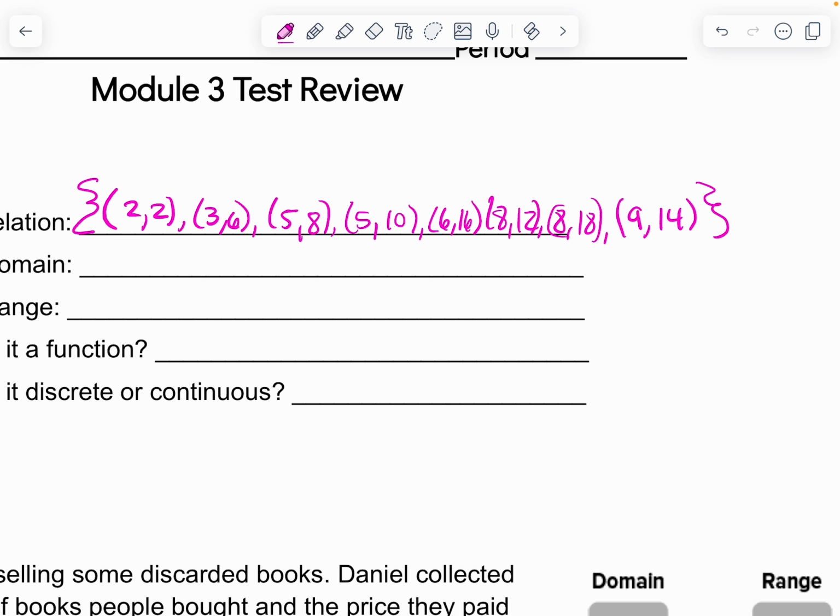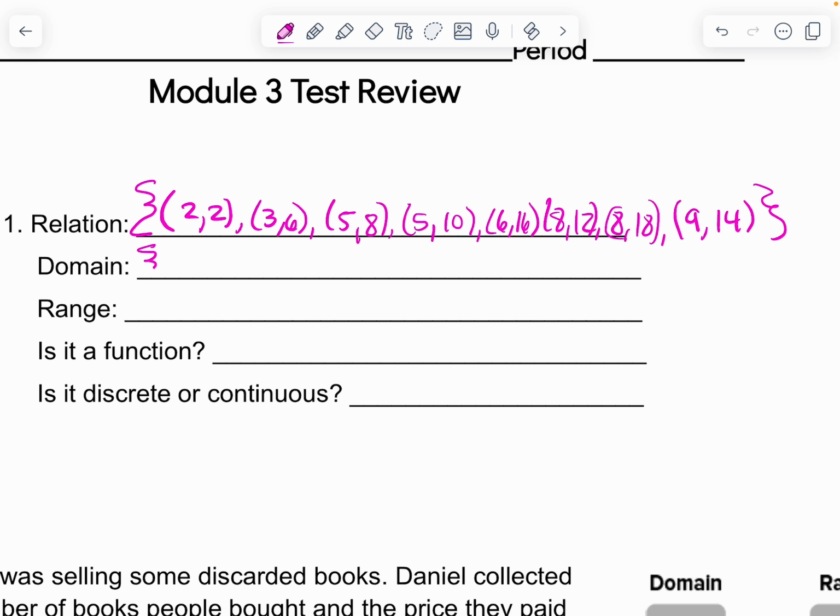Okay. Now from that, we need to come up with the domain. So the domain are all the x values: 2, 3, 5, 6, 8, and 9. And I put them in numerical order. And then for the range I have 2, 6, 8, 10, 12, 14, 16, 18. And they're in numerical order.